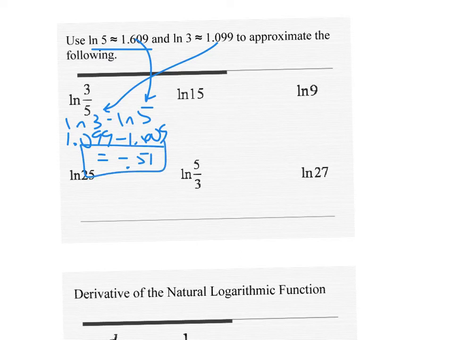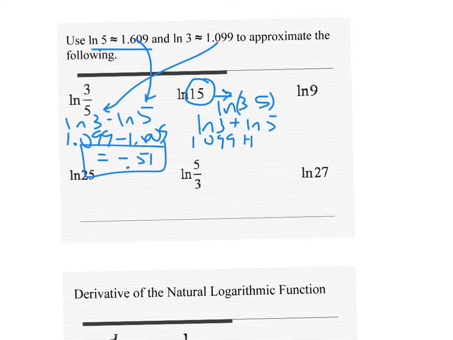The next one, you might notice you don't have a 3 and a 5 in here, but you can turn it into a 3 and a 5. So they're saying this is the same thing as ln of 3 times 5, which you can turn into ln of 3 plus ln of 5. Plug in the numbers. ln of 3 is 1.099, ln of 5 is 1.609, and then you get about 2.708.